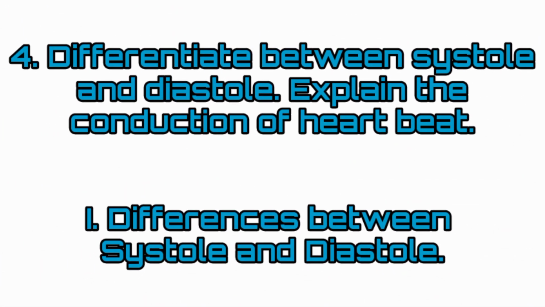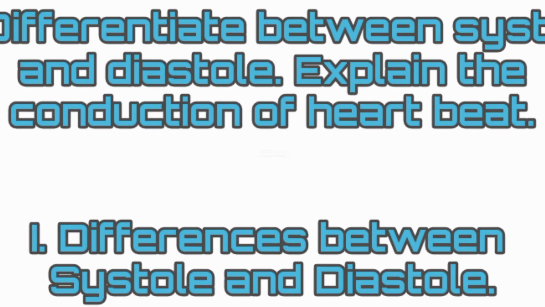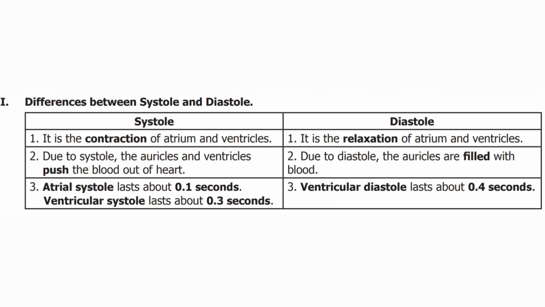Fourth question. Differentiate between systole and diastole. Explain the conduction of heartbeat. First one, differences between systole and diastole. Systole is the contraction of the atrium and ventricles. Diastole is the relaxation of the atrium and ventricles. Due to systole, the auricles and ventricles push the blood out of the heart. Due to diastole, the auricles are filled with blood.